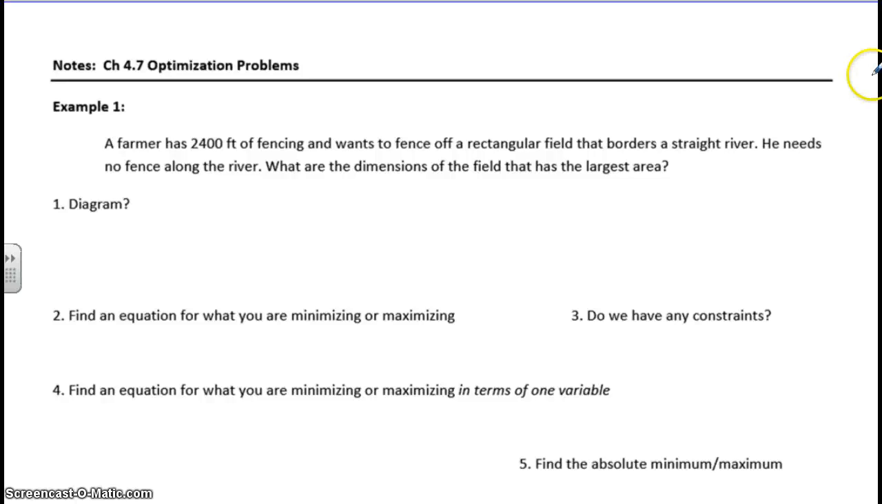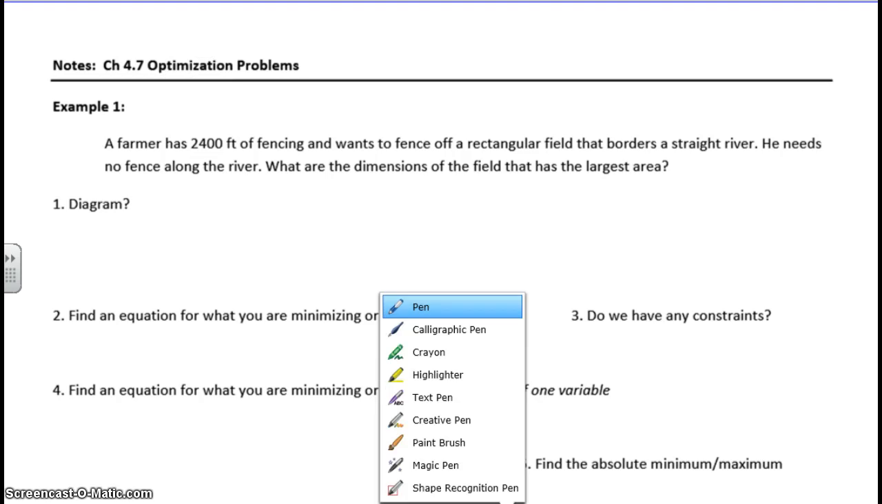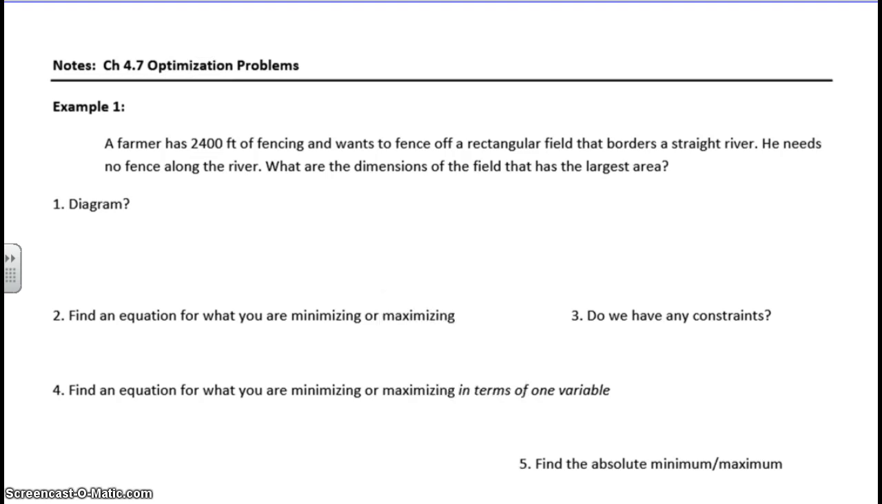Chapter 4.7 is on optimization. Now, what is optimization? What does that mean even in terms of regular English? So when we're optimizing something, we're basically making the most out of a situation. We're making the most out of a situation given whatever situation we're given, right?